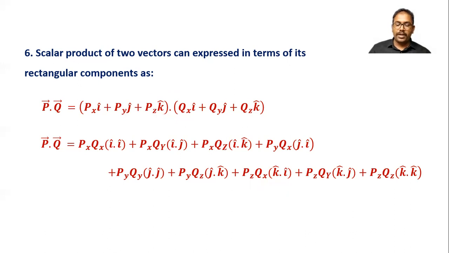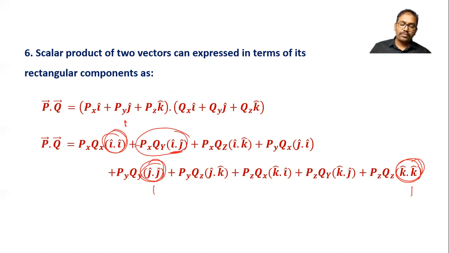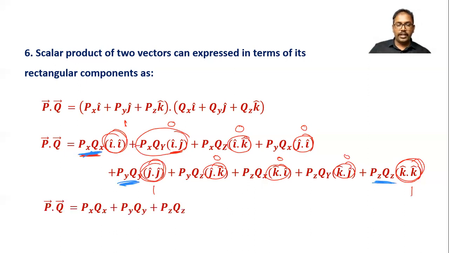Now we have to use the previous property. î·î is 1, ĵ·ĵ is 1, k̂·k̂ is 1. The î·ĵ terms are 0, and 0 into anything is 0. So we get the terms px qx, py qy, and pz qz. In the next step, you can see px qx, py qy, pz qz.